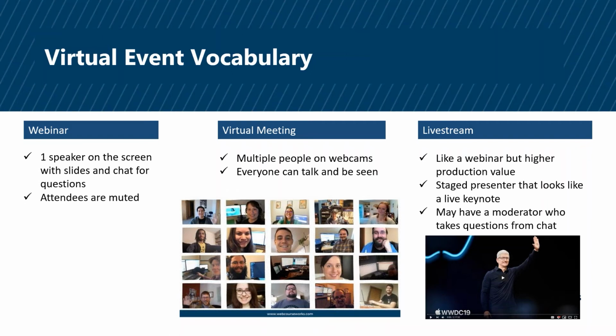So we're going to use a lot of vocabulary, and we just want to define our terms before we jump in. There are 3 different kinds of synchronous live events that you can do online: webinars, virtual meetings, and live streams. Let's just define what those are.